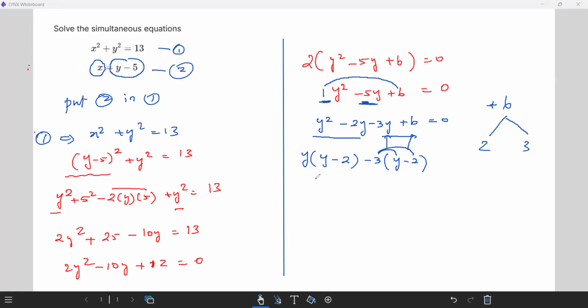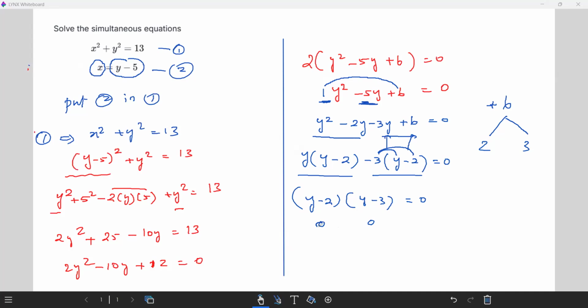So now we've got 2 terms in which the bracket y minus 2 is the common factor. So take that out, and in another bracket, y minus 3 would be there. We're supposed to put equal to 0 in all the steps, so I'm putting equal to 0. Now we've got 2 factors which are equal to 0. So now we say that either this is 0 or this is 0.